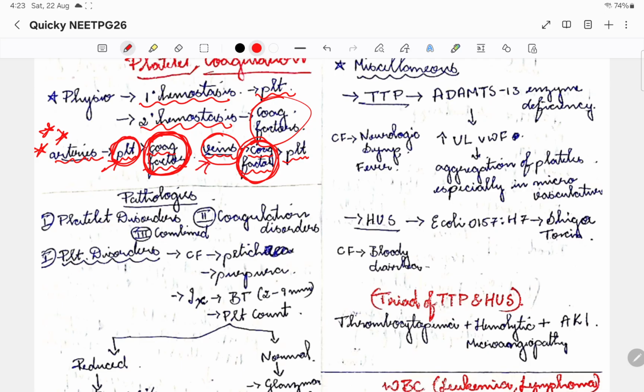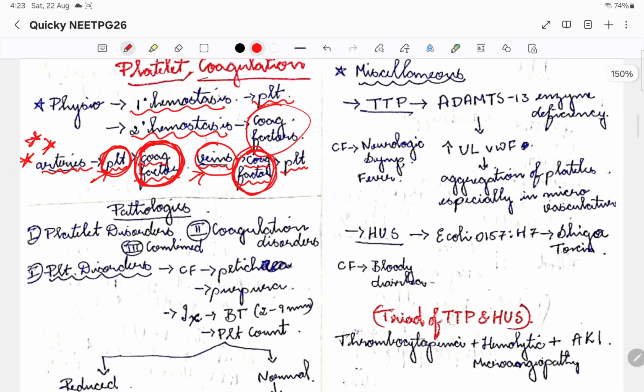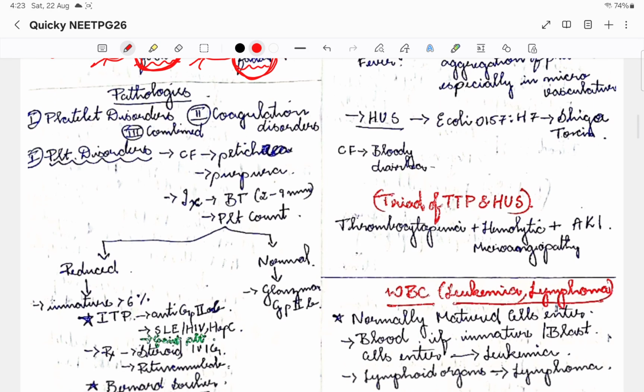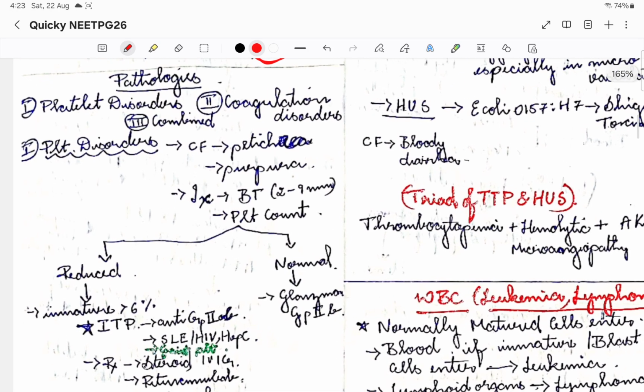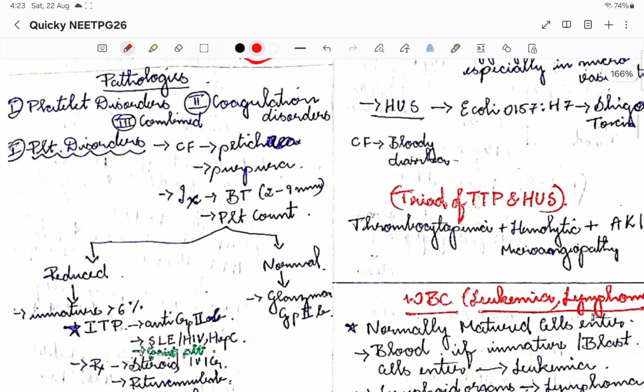Okay, so this is how you have to remember with regards to how we use these anticoagulants. Now let us dive into the pathologies of platelets. We'll divide those again into platelet disorders, coagulation disorders, and combined disorders, where both the platelets and coagulation are affected.